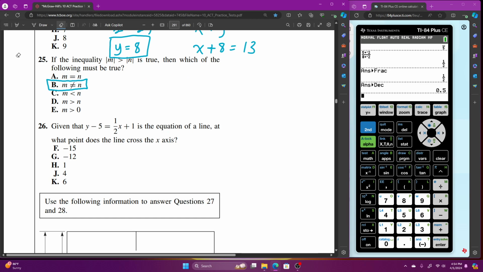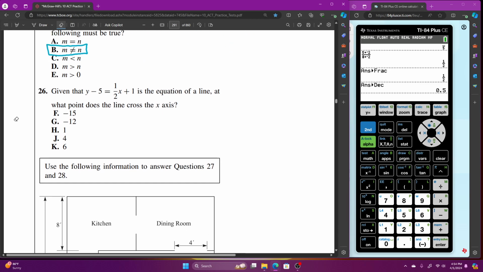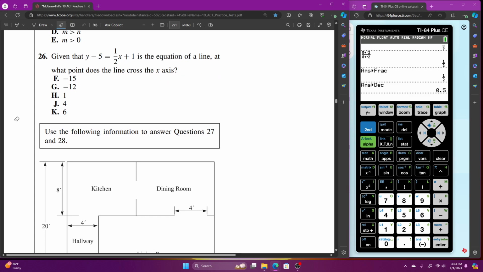Now we're going to keep moving to question 26. Given that y minus 5 equals a half of x plus 1 is the equation of a line, at what point does the line cross the x-axis?